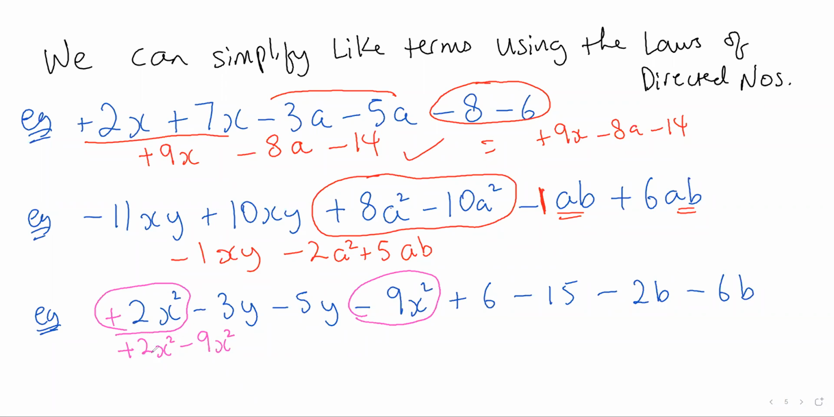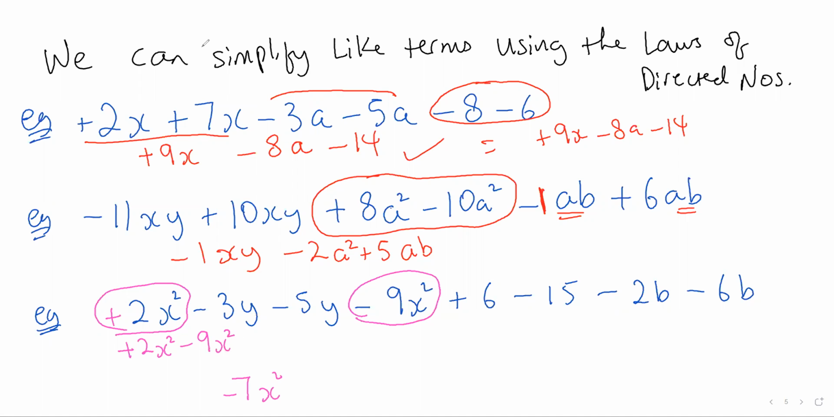Different signs, subtract and keep the bigger sign. So 9 take away 2 is what? 7. So the answer here is minus 7x squared, right? We have here minus 7x squared.